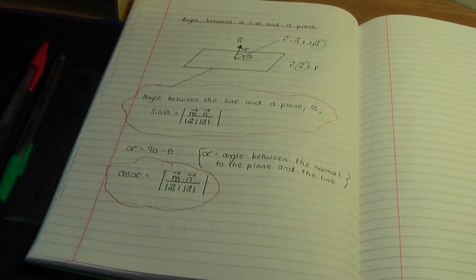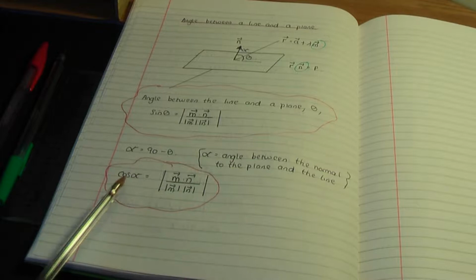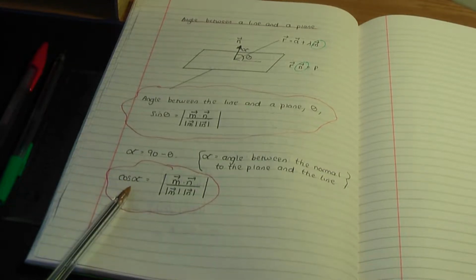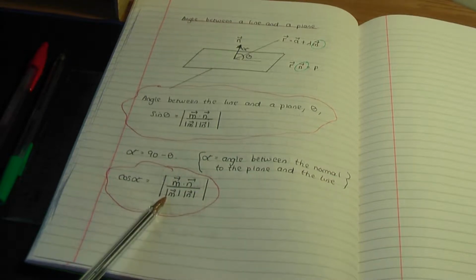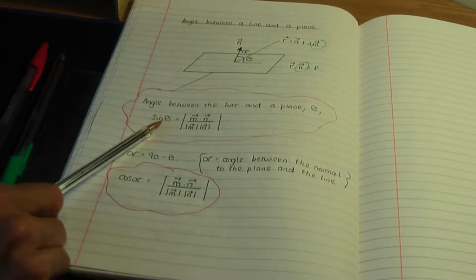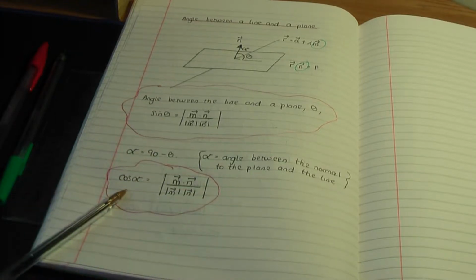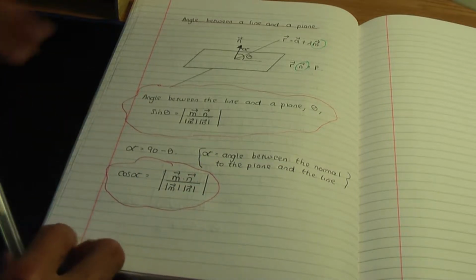But I also gave another formula to work out the angle between the normal to the plane and the line. So that formula being cos alpha, that is the absolute of m dot n over the modulus of m times the modulus of n. Okay, so angle between the line and the plane, angle between the normal to the plane and the line. Okay, so I'm going to continue on and try some examples.